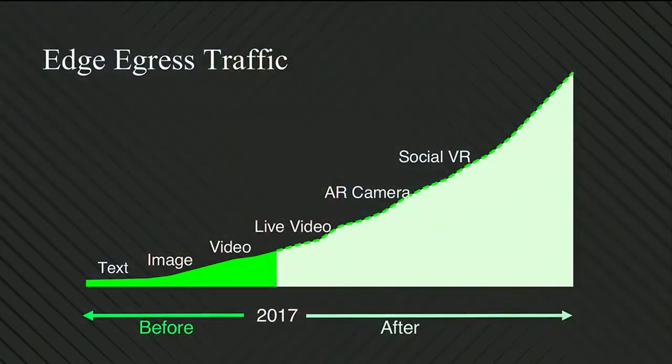So what does that mean to our network? It means huge amount of traffic with exponential growth. Looking back, our edge traffic grows whenever we introduce new content type, from text, image, to video and live video. Looking forward, as we're introducing AR camera platform, social VR, virtual reality, we expect our traffic to grow exponentially. So how does our edge network support such traffic growth?